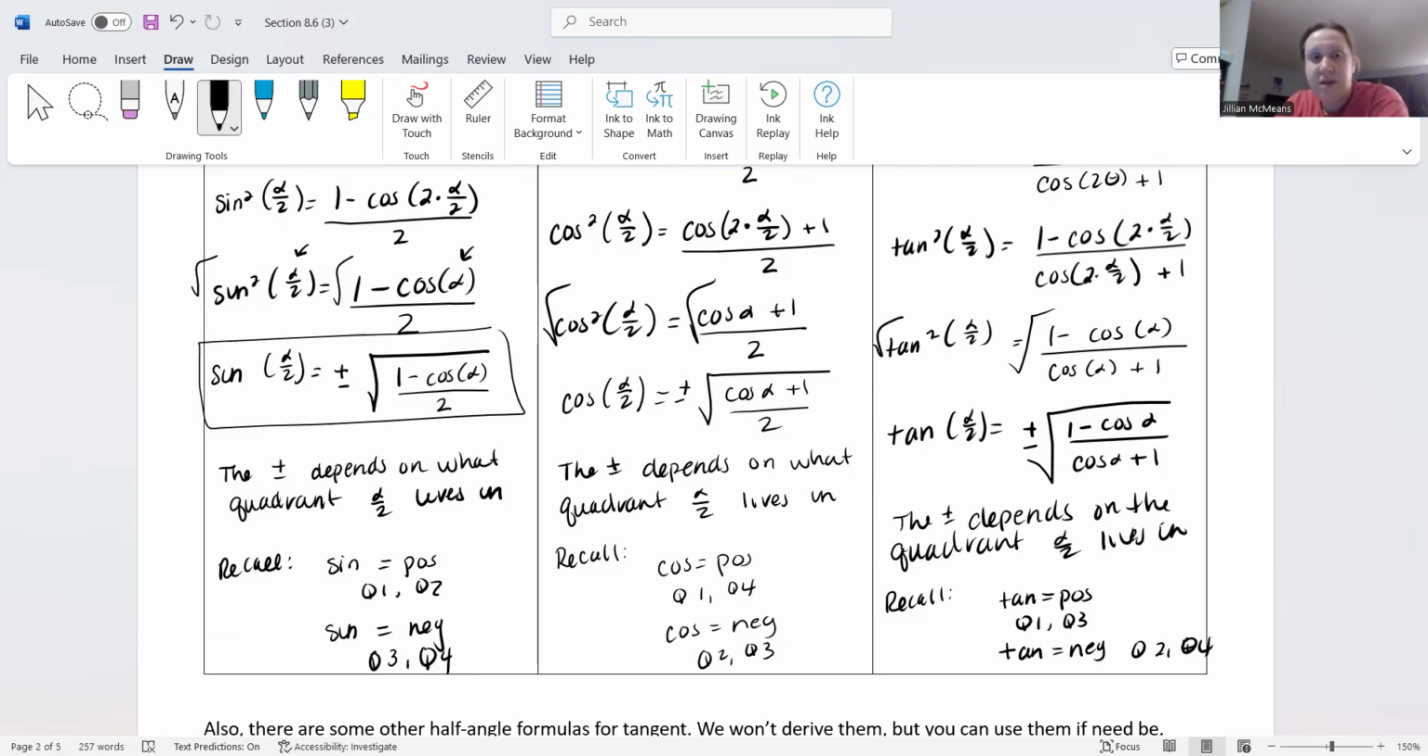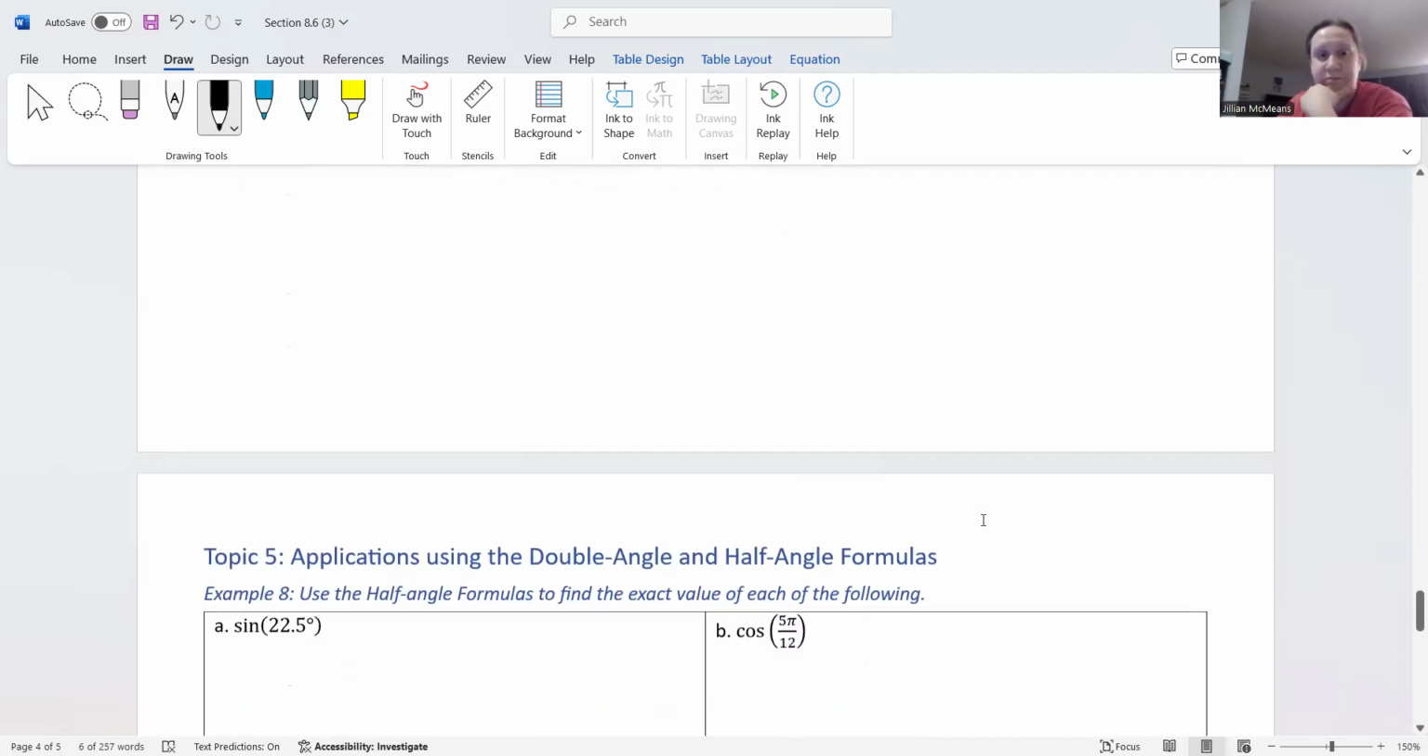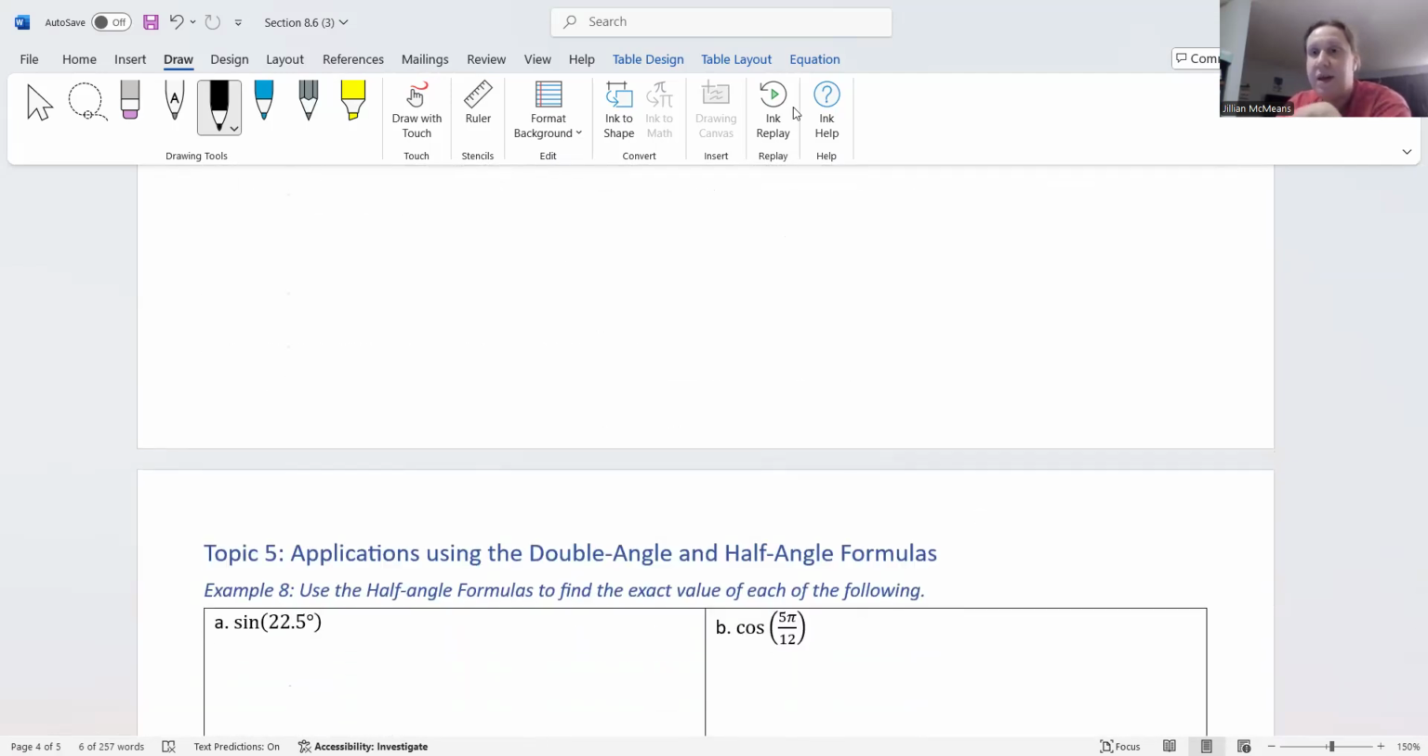Okay? Now there is another half angle formula for tangent. If I remember correctly, I feel like we proved one of these in a different worksheet maybe, but don't worry too much about this. We're not going to derive it, just know that it exists, okay? All right, so that's it for this video. In the last video for this worksheet, we're going to look at using the double angle and half angle formulas, okay?